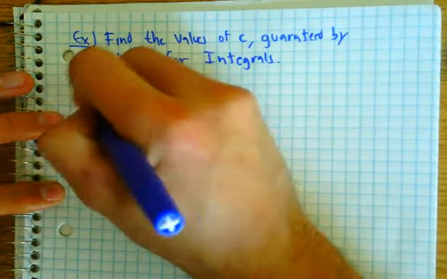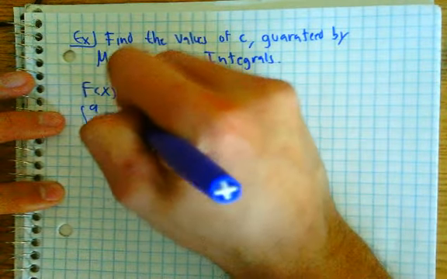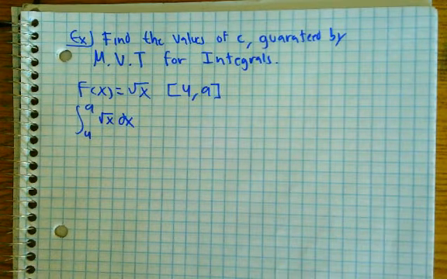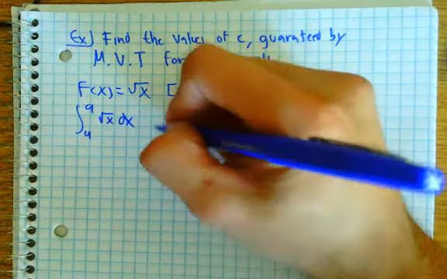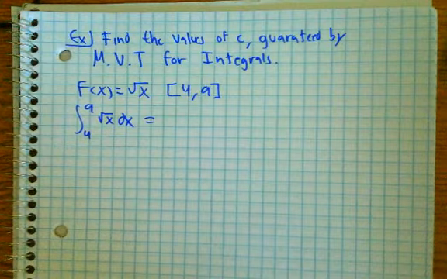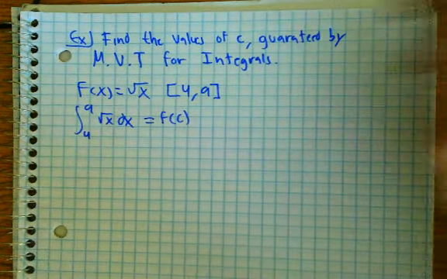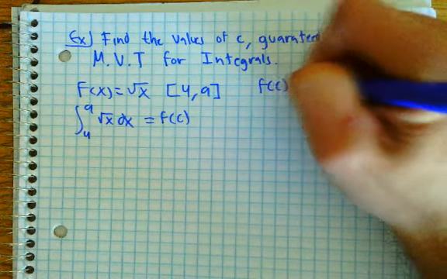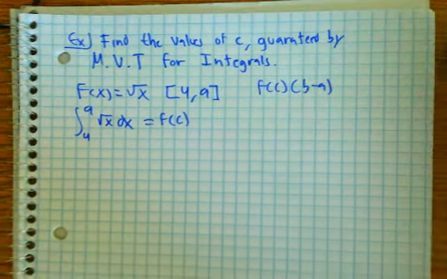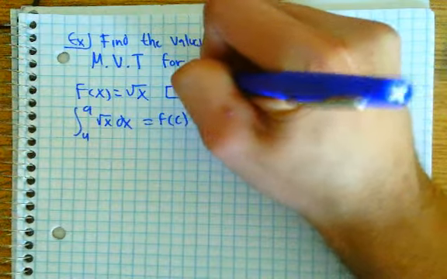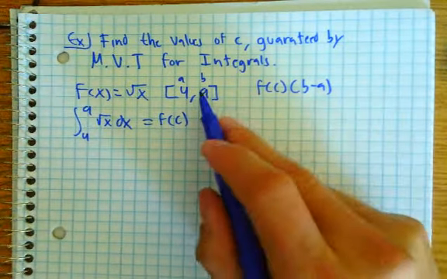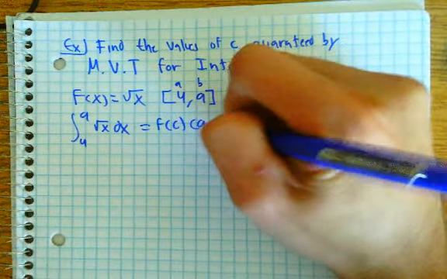We know that to find the area under this curve, we would have to do an integral from 4 to 9 of the square root of x dx. Now, according to the mean value theorem for integrals, that has to be equal to one rectangle with some height times the width. Now, remember, the width was b minus a. Well, isn't this a and this is b? So in that case, b minus a would be 9 minus 4.